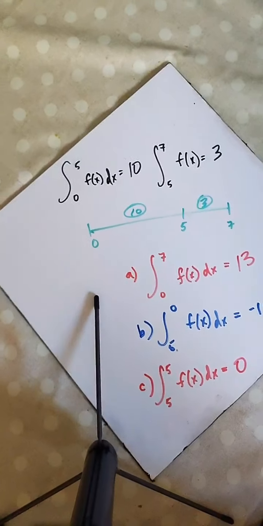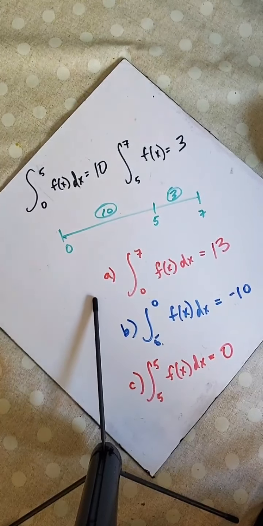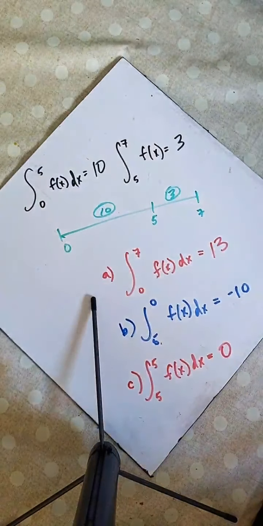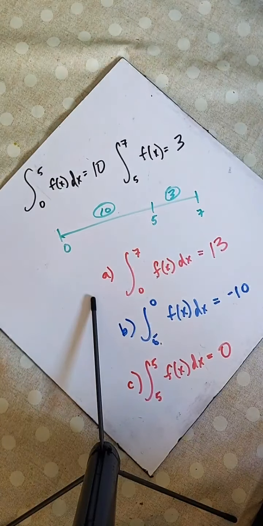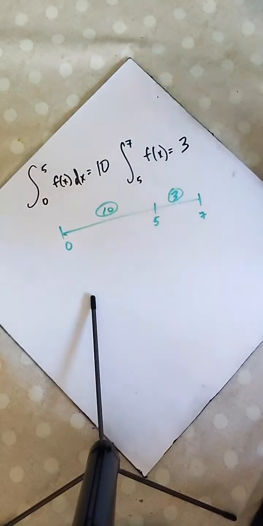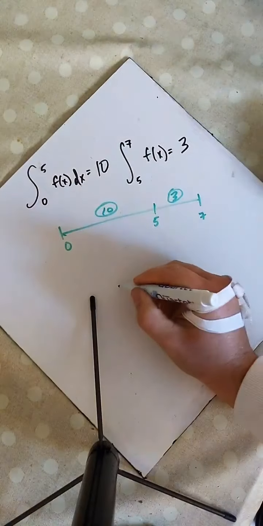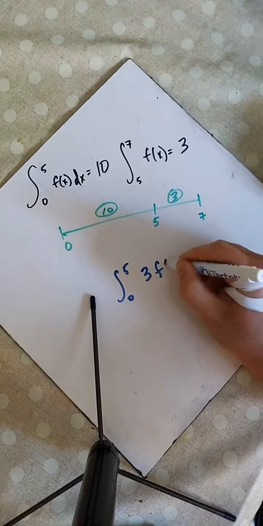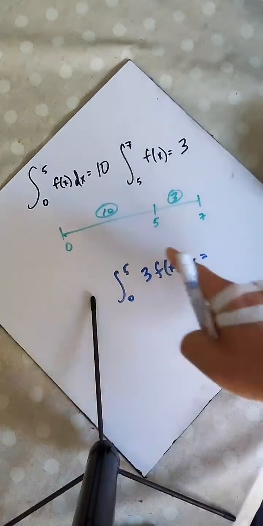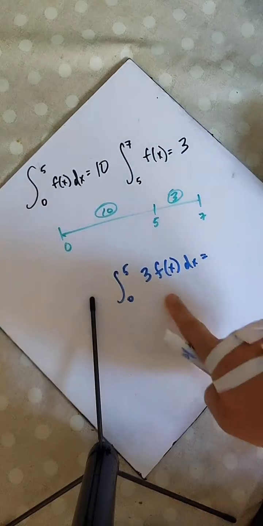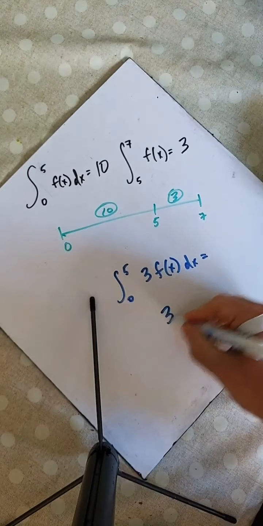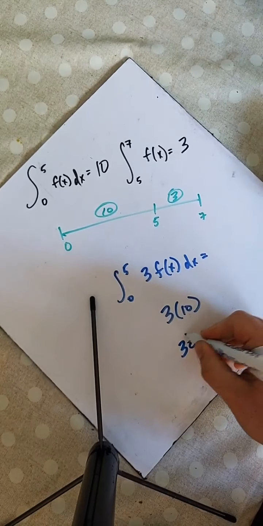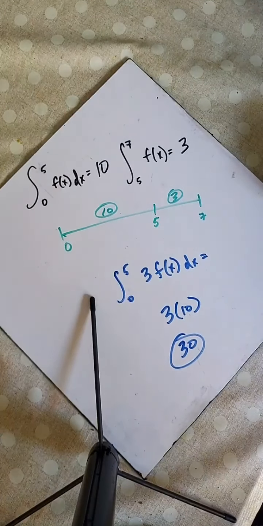Alrighty, I'm running out of room here, so I'm going to leave those up for a second, and I'll do the last problem here. The last one, D. What's the integral from 0 to 5 of 3 f of x? Well, if we know from 0 to 5 it's 10, and we have 3 of those, we can just use that constant multiple. So 3 times 10 would be 30. So there should be the first 4 answers there.